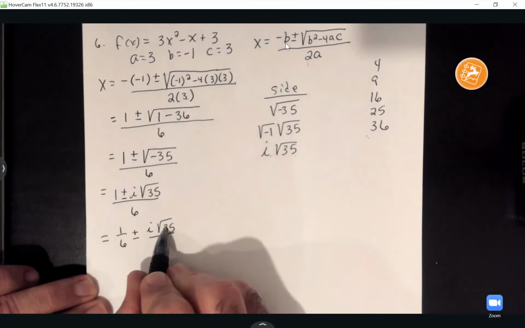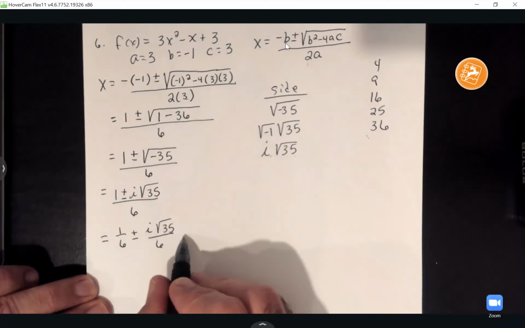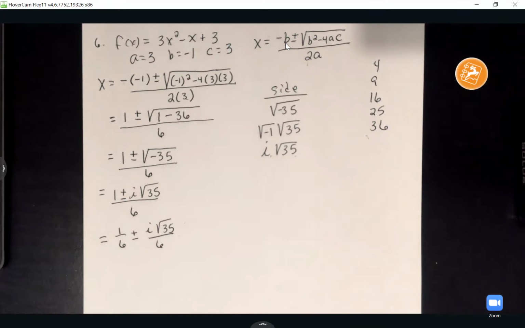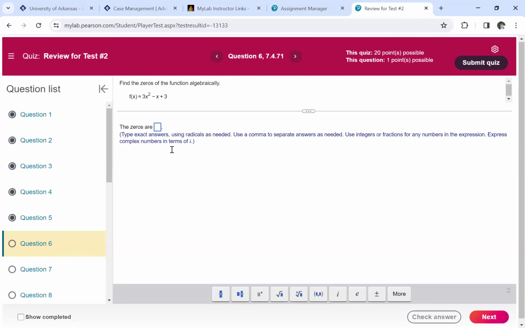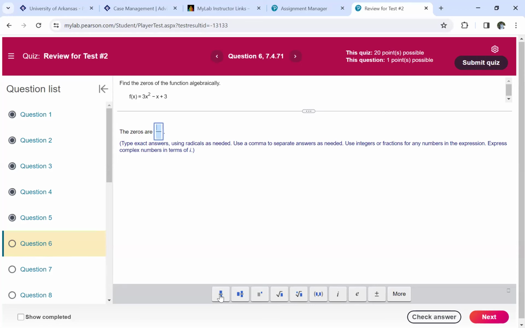Or you could do the square root of 35 over 6 and then put the I beside it, okay? So let me show you how I would actually put this into that math lab. So let me click in here. So I'm going to hit the fraction bar first for the first part. And I had a 1 over 6. So let me put 1 and arrow down and 6. Then arrow right. I'm going to use the plus or minus they give you down here.